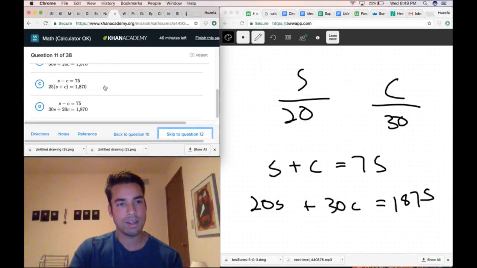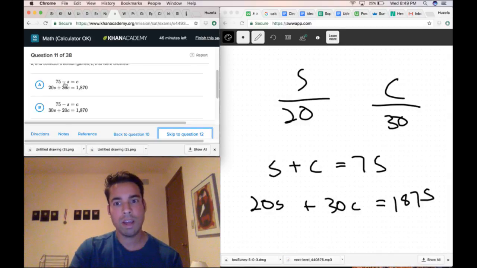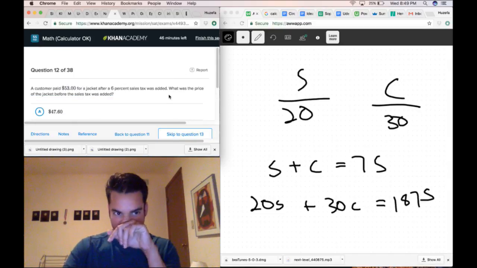It's neither of these, because it's S plus C equals 75. These look wrong, but actually, both of these are right. So 75 minus S equals C. They just subtracted S from both sides. Now we've got to determine which one of these two is right. I said 20 times S plus 30 times C. It's got to be A. Right here, they flipped the values, 30S. Okay, I'll go back and review that one as well.